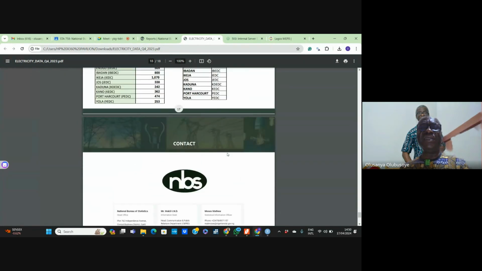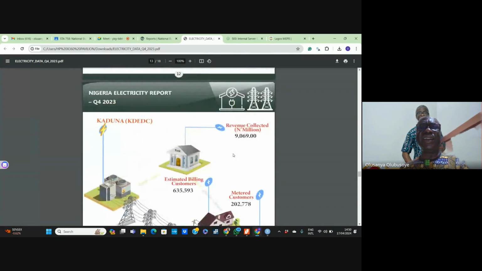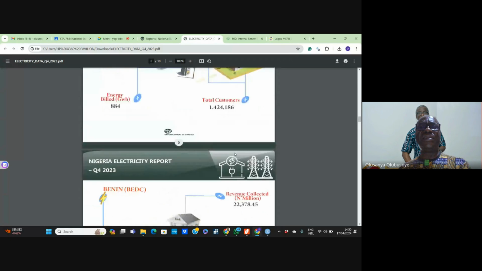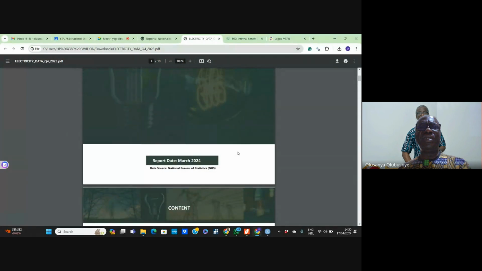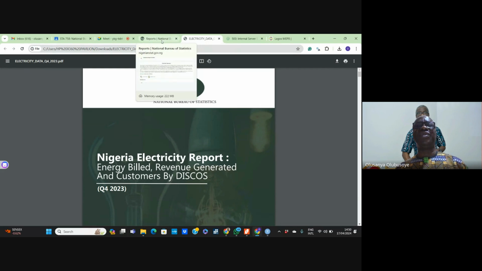So this is a report which represents the reality in terms of the electricity situation in Nigeria, distribution in particular. So the energy billed, the revenue generated, and the customers by discos. This is a typical report, which you can easily download.